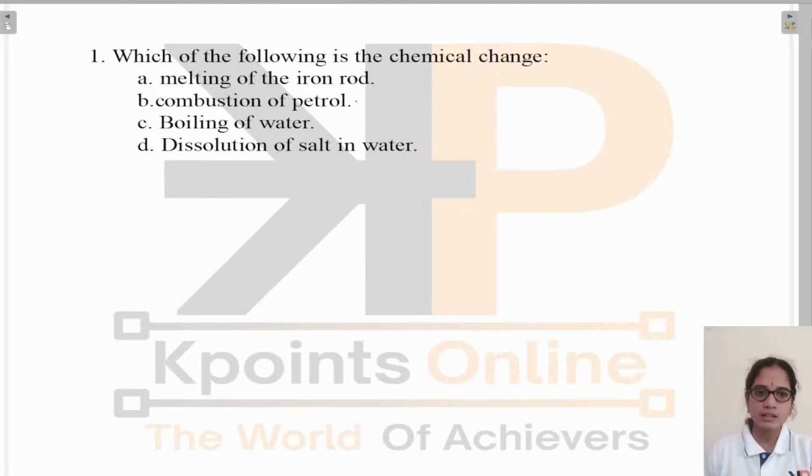Now the combustion of petrol is a chemical change, where petrol undergoes a combustion reaction to release gases. This is a chemical change. So our correct option will be combustion of petrol. Let us see the next question.